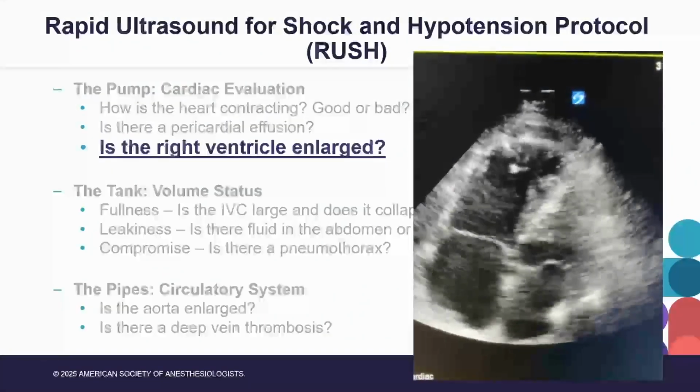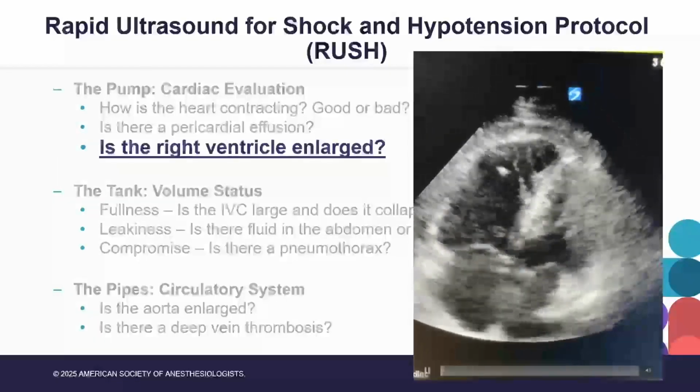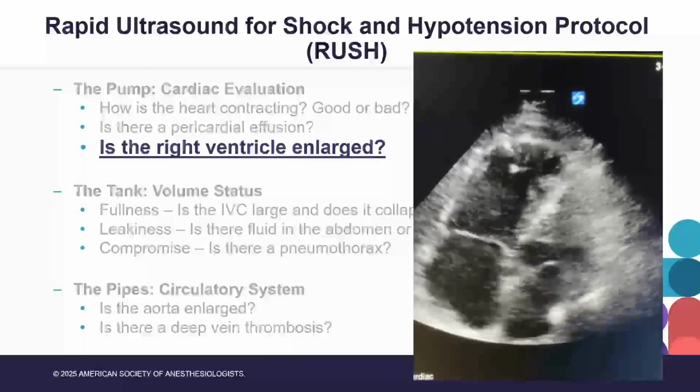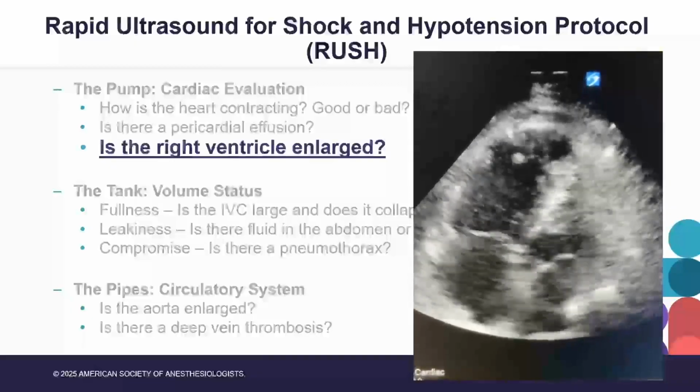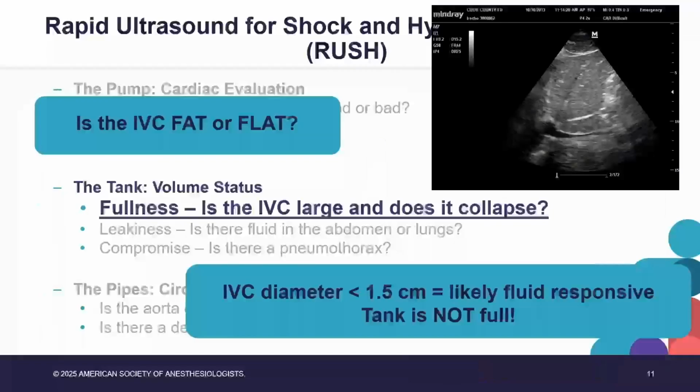This is an apical 4-chamber view, LV-RV, LA-RA. You can see that the RV is actually larger than the left ventricle, so it's significantly dilated with poor function concerning for right ventricular failure.